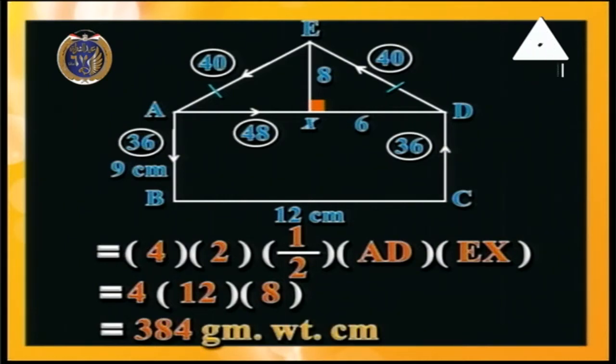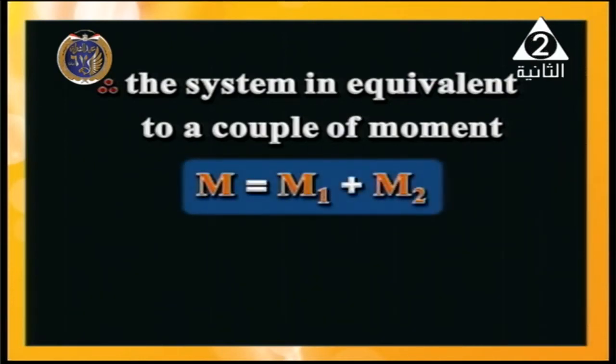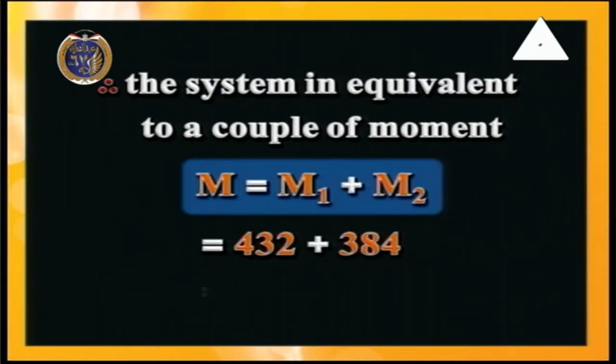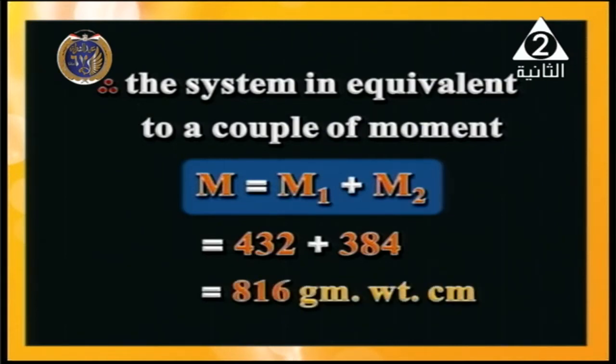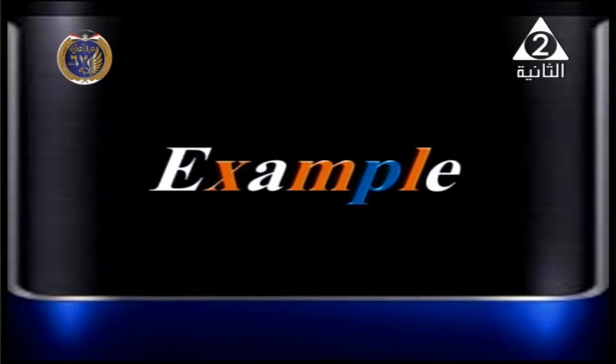384 gram weight centimeter. Therefore, the system is equivalent to a couple of moment M equals M1 plus M2 equals 432 plus 384 equals 816 gram weight centimeter. My dear student, now we move to another example.